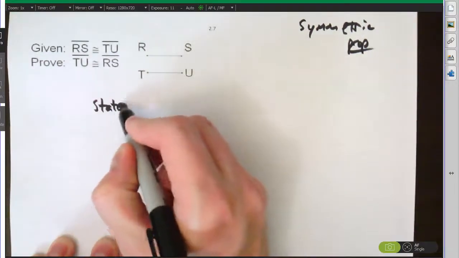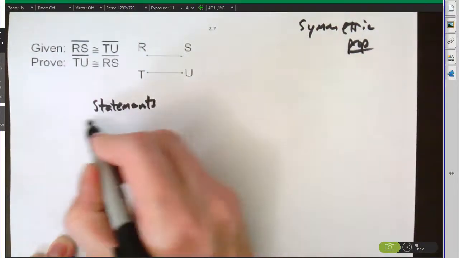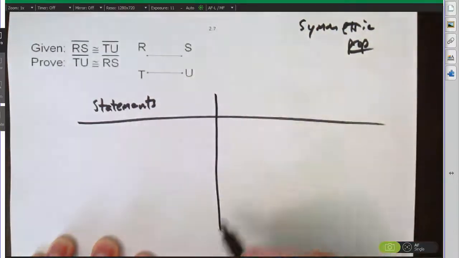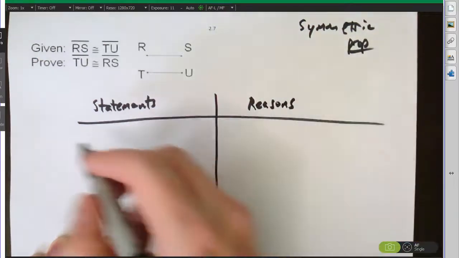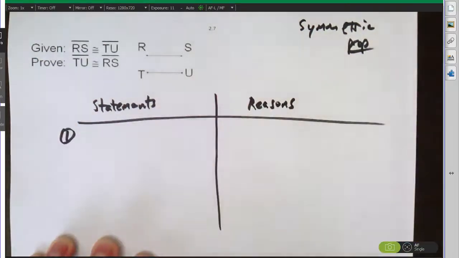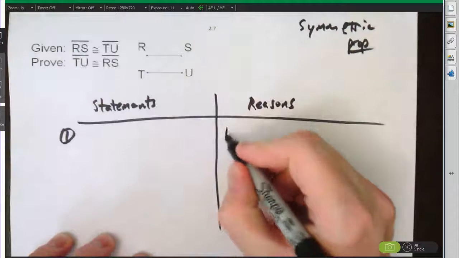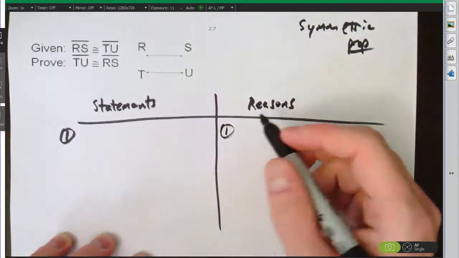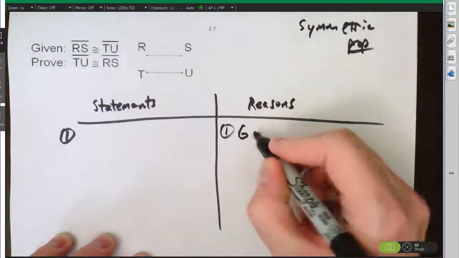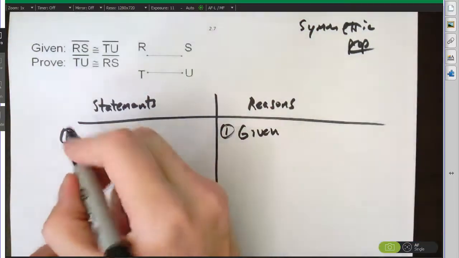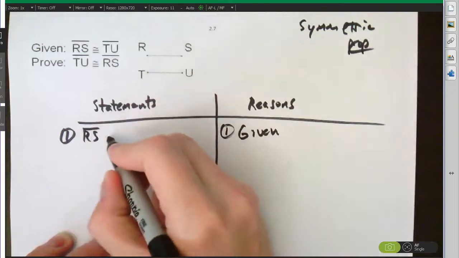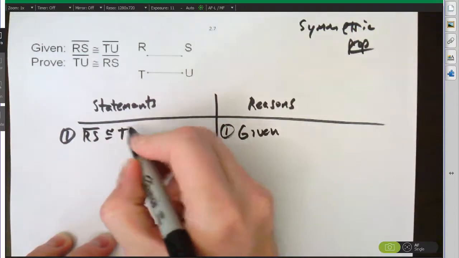We have our statements, we have our reasons. First statement is always, well, not always, but 99% of the time for us, the given. Sometimes you can start without it. Okay. That is RS is congruent to TU.